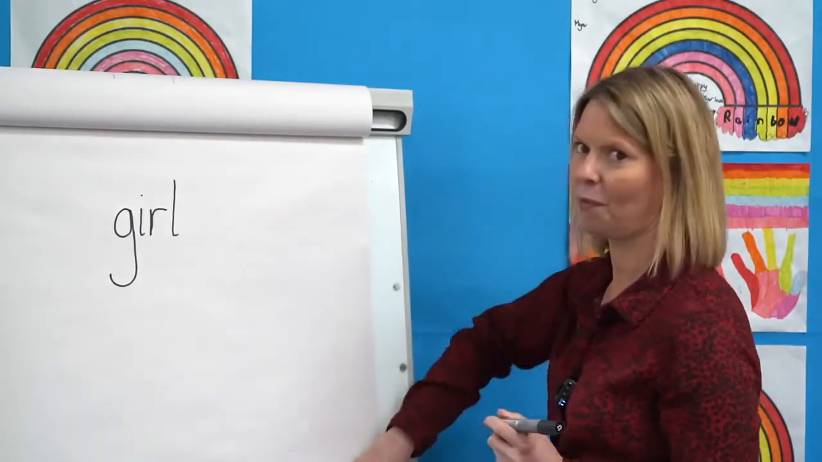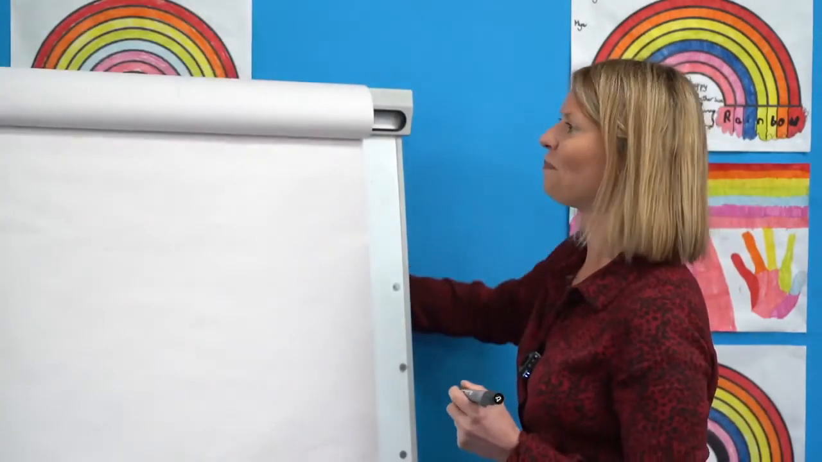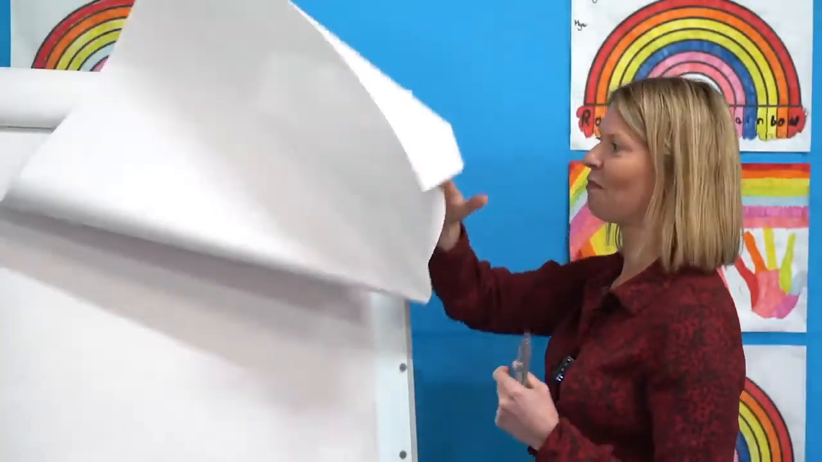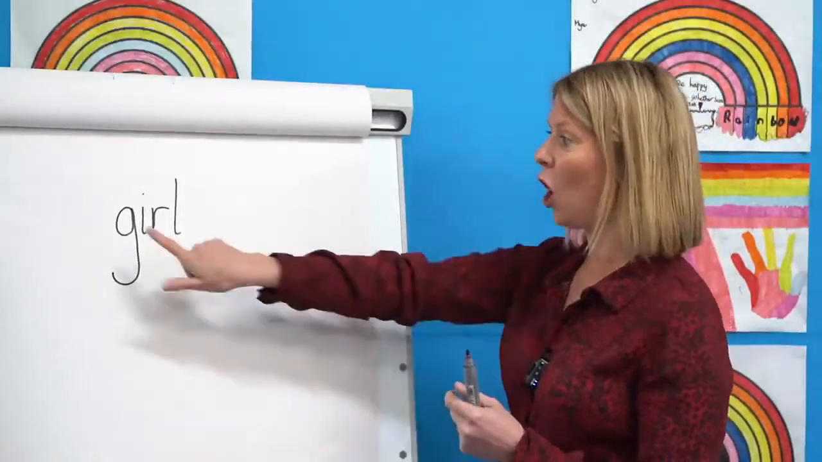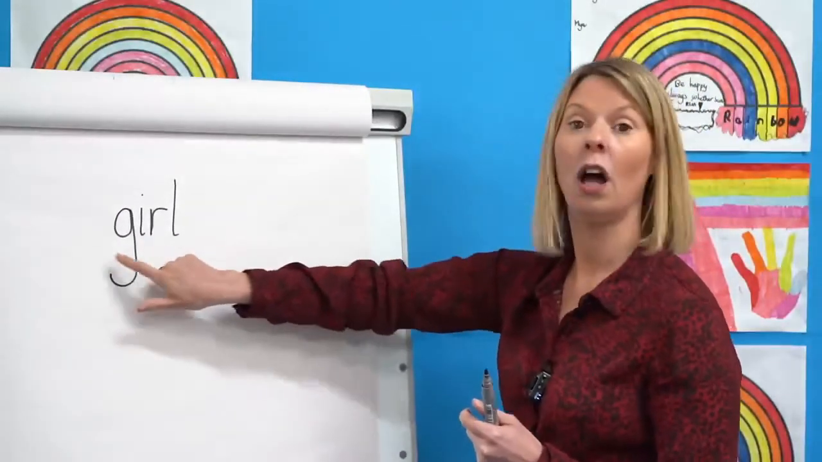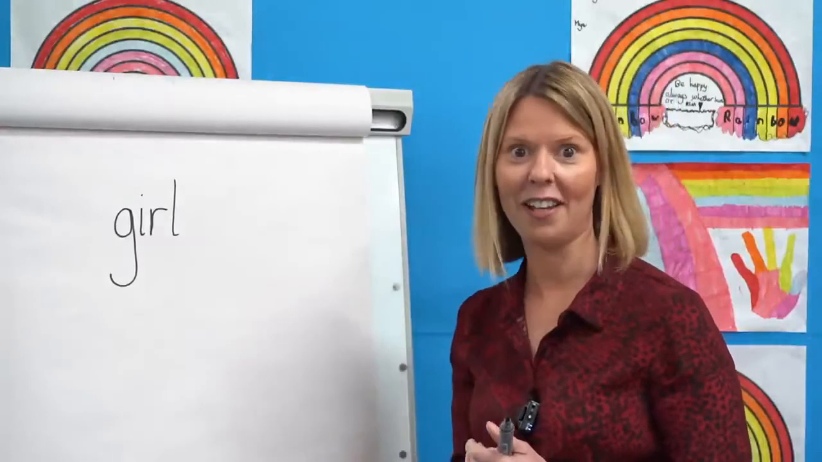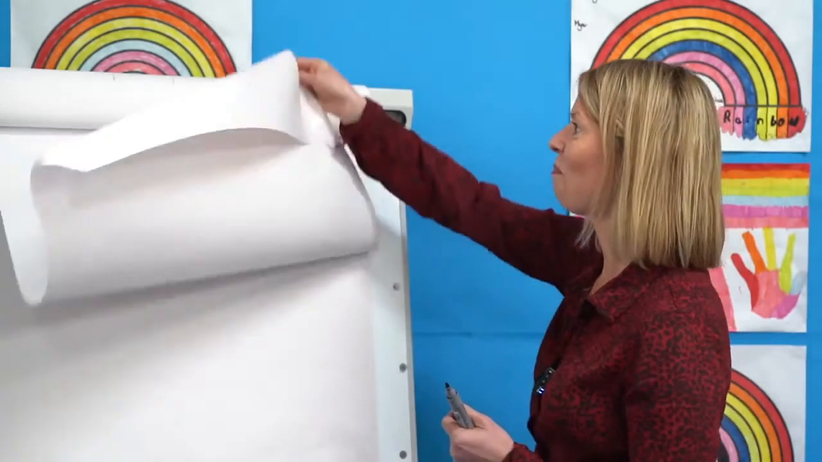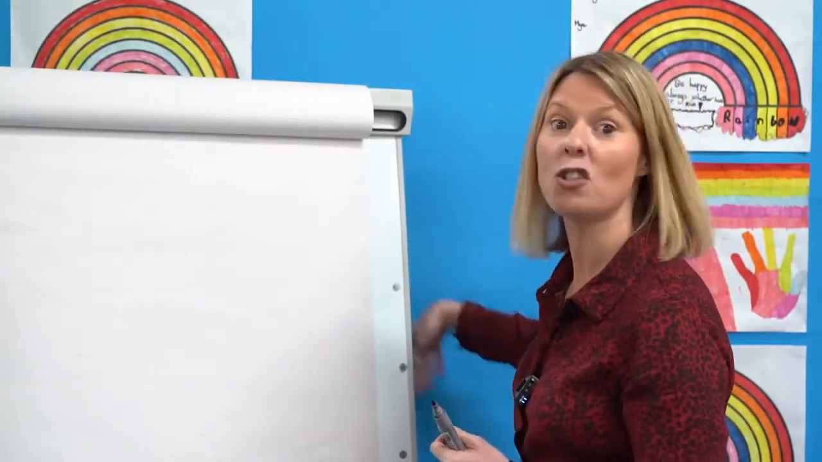Girl. Hiding time. Your go. Write it down. Don't forget the digraph. You were quick that time. Let's have a look. Let's check our spelling. Girl. Did you get it right? Great job, brilliant. Okay, let's learn to spell a tricky word.